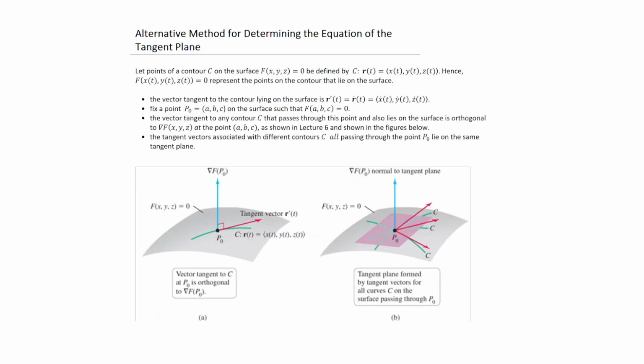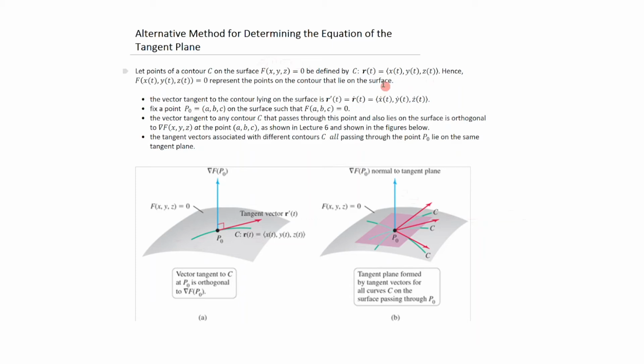All right, an alternative method for determining the equation of the tangent plane, which is basically described in the textbook. Let points of a contour C on the surface f(x,y), which is the contour that you see here, then the surface given in implicit form be defined by a position vector, with parameterization variable t: x(t), y(t), z(t).